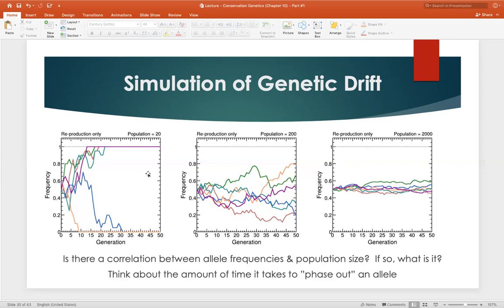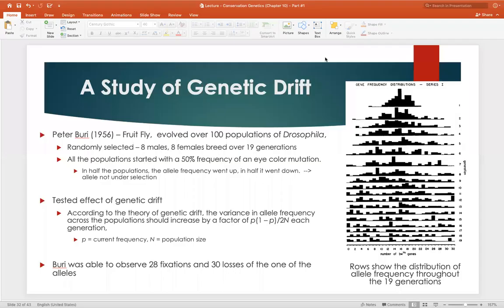with one another. Now, as we think about this idea of population size and randomization and the correlation between changes in allele frequencies, let's look at an actual example. The example that we're going to be looking at is a famous study looking at Drosophila, fruit flies, a model organism, that was conducted by Peter Buri in the 1950s.